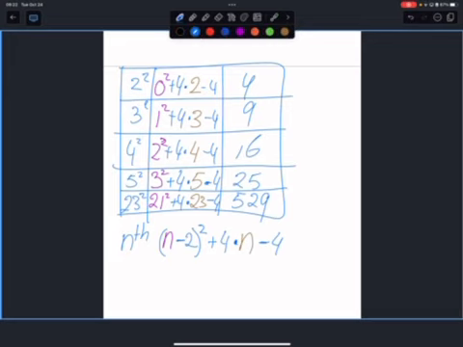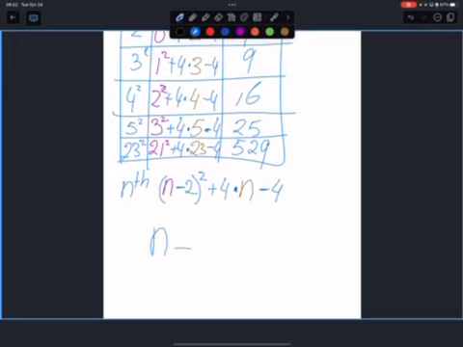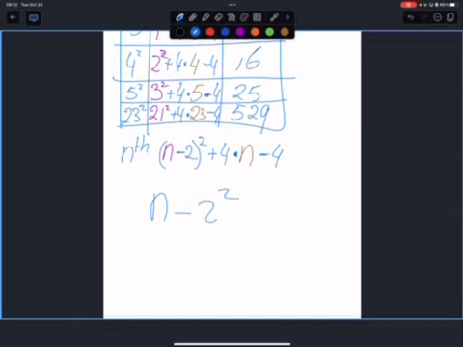What don't you understand? What do you want me to place? N minus 2 squared? If you do that, it's n minus 4. And if my n is 1 minus 4, the answer is negative 3, which is wrong. You don't have to place brackets.